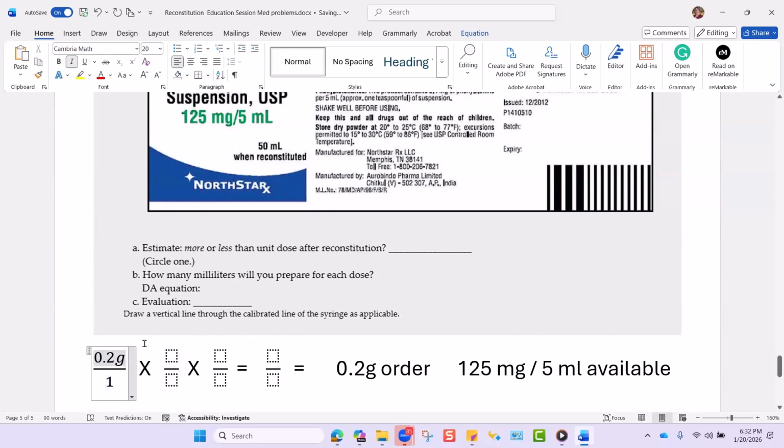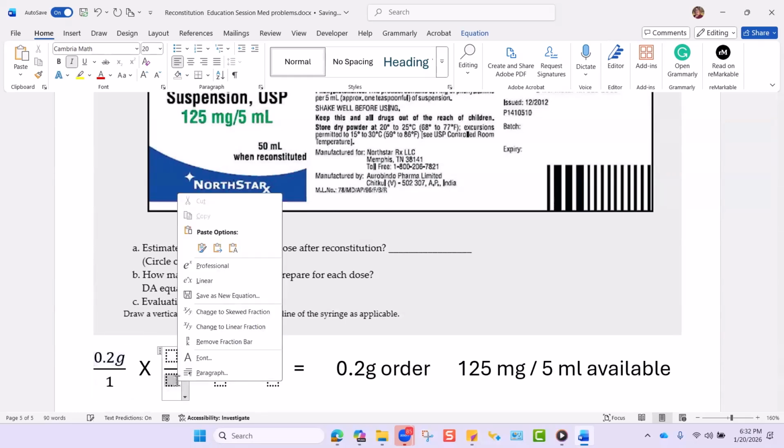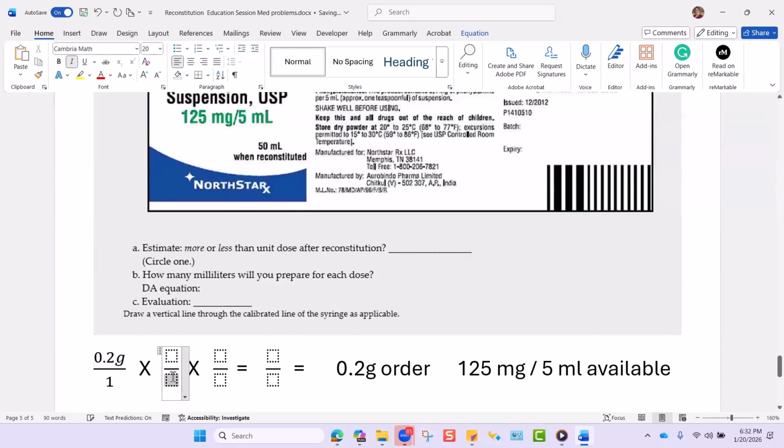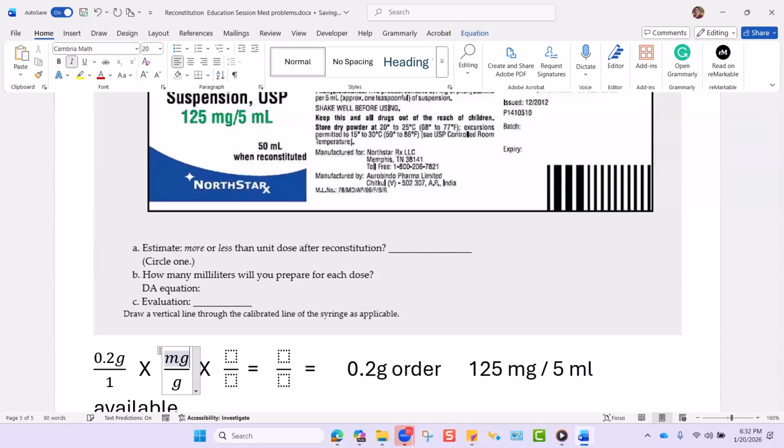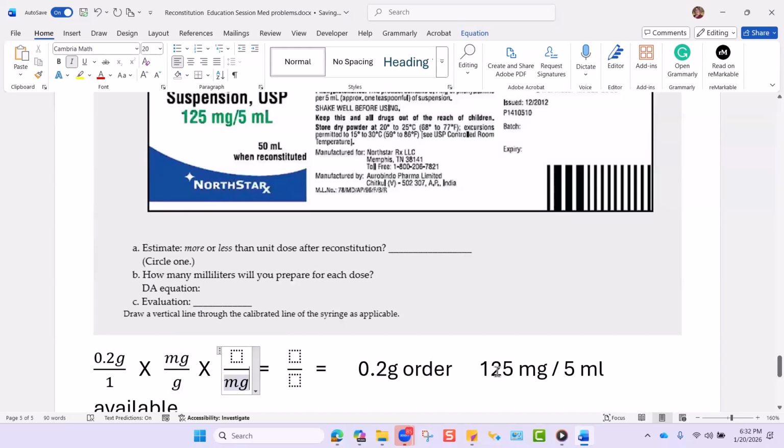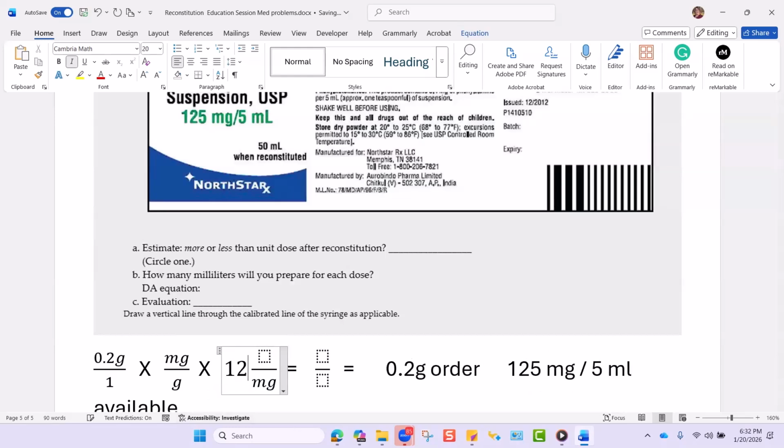So in the middle, you know this is going to have to be a bridge. It's got to be a conversion factor in the middle. I know I'm going to have grams on the bottom, so milligrams is going to go on the top, which means in the next problem, milligrams has to go on the bottom. So in my availability, it's 125 milligrams in every 5 mLs. Those have to stay connected. So I put the 125 on the bottom.